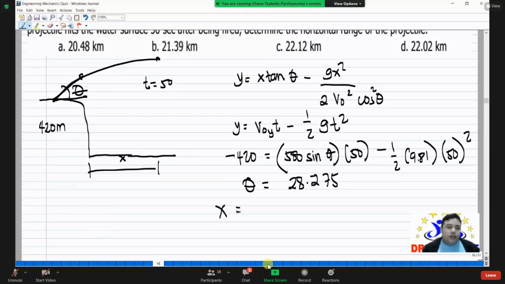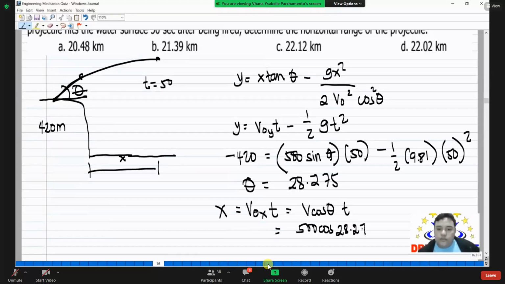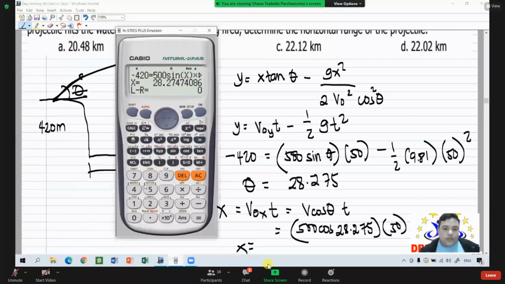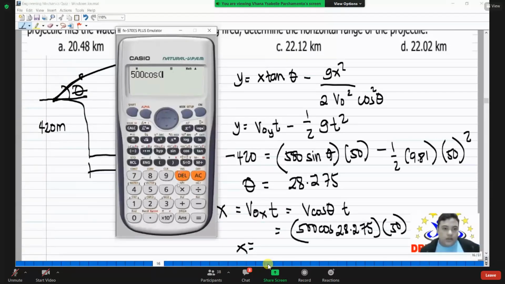So therefore, our x is just VOX times our time. So that is equal to V times cosine theta times our t. So we already have our theta. So that is 500 cosine of our 28.275 times our time, which is equal to 50. We can now get the x component of the distance. So that is 500 cosine of the answer times 50.